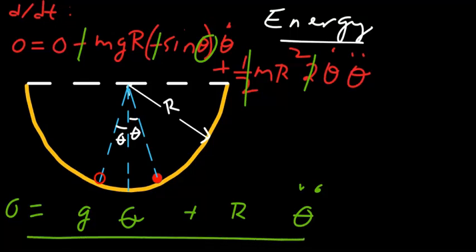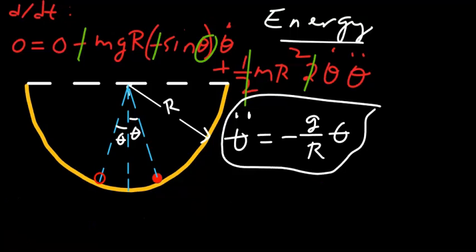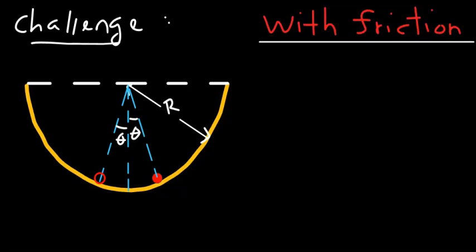Now let's rearrange this equation and express theta double dot. Theta double dot will become minus g over r theta, which is the equation of motion that we have obtained earlier using the force approach. So you see, the same equation of motion can be obtained using both the force method or the energy method. Both have their own advantages. For some problems, the force method can be easier to handle, while for others, the energy method could be much easier to manipulate. Lastly, we provide the viewers with a challenge.